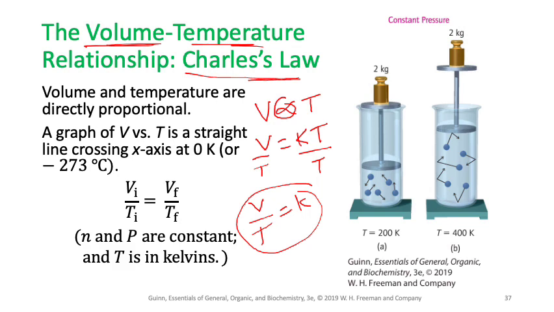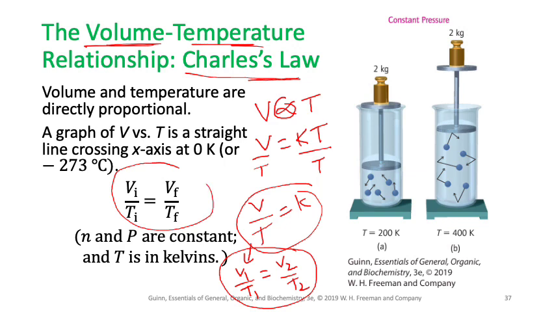From here, I can get the equation that we normally use to solve problems. I can say V1 over T1 equals V2 over T2. Again, 1 and 2 are initial and final, the same equation that we have over here. So you can use V1 over T1 equals V2 over T2 as long as the number of moles and the pressure are constant, right?